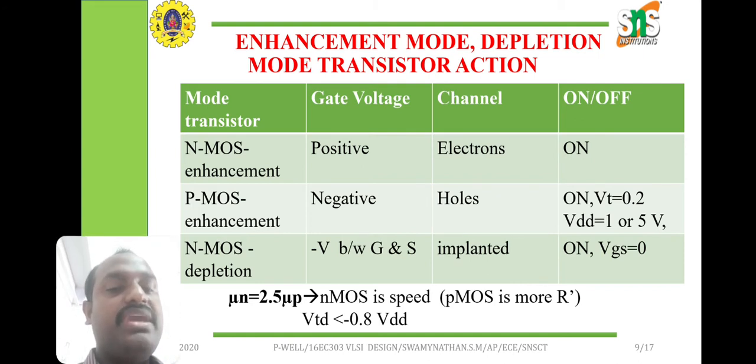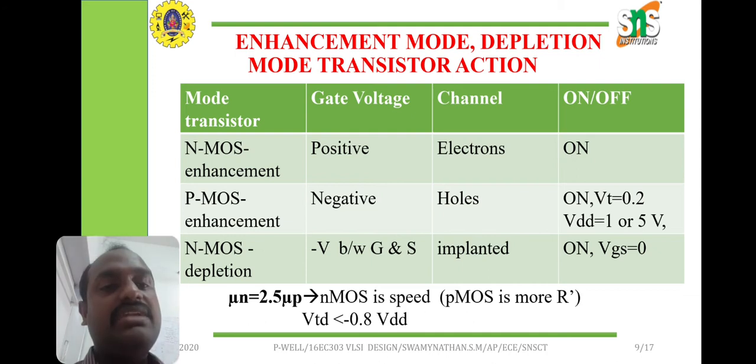So next, based on the mobility of electrons and holes, that is mu n for n type and mu p for p type. Mu is denoted for conductivity. So mu n is equal to 2.5 mu p. So NMOS is faster compared to PMOS. So the threshold voltage for depletion mode, that is VTD. VT is nothing but threshold. TD means that D denotes depletion mode. So it is less than minus 0.8 VDD, because in depletion we are using the negative gate voltage. That only the minus denotes.